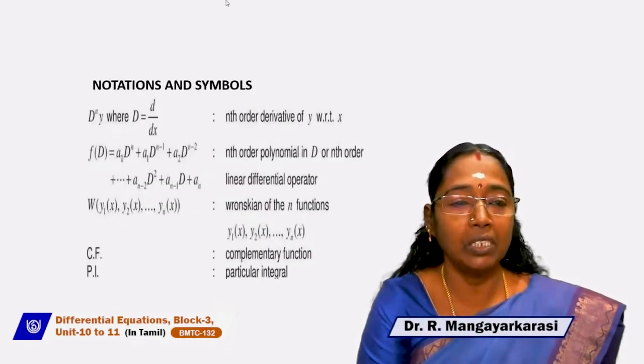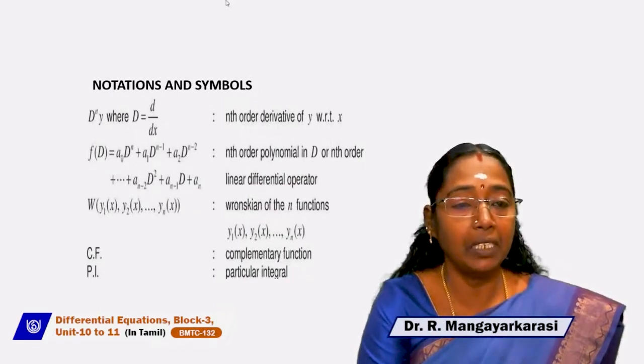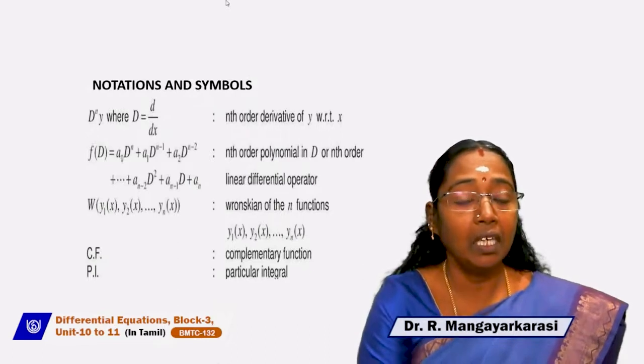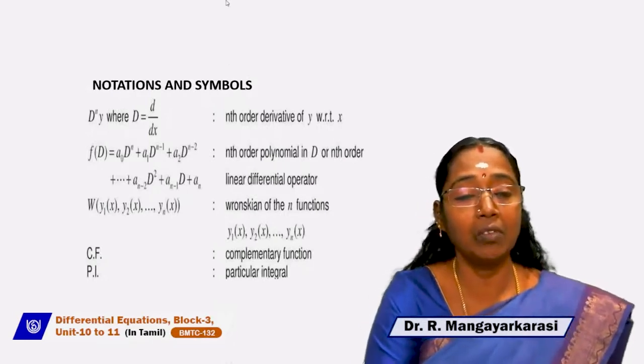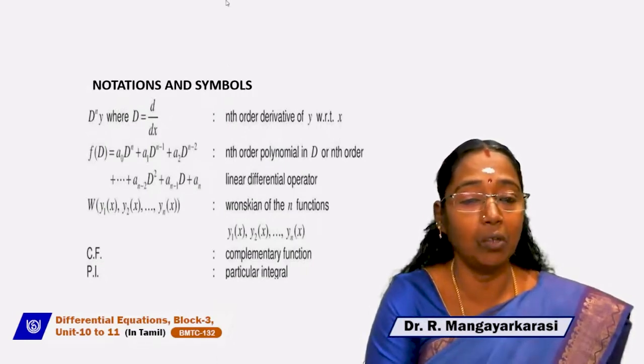So notation symbols are used in this block 3. D double dash of y, where capital D denoted as a differential operator d by dx. Here d power n y, that is nth order derivative of y with respect to x. And then you are having f of D, that is nth order polynomial in D, that is f of D equal to a0 D power n plus a1 D power n minus 1 plus a2 D power n minus 2 plus etc. Your last term will be plus an. This is called as nth order polynomial in capital D or nth order linear differential operator.